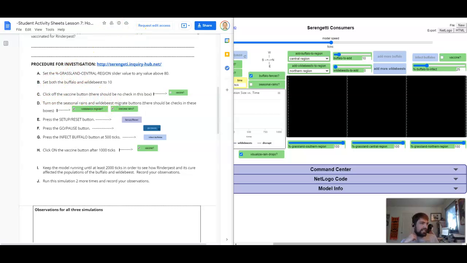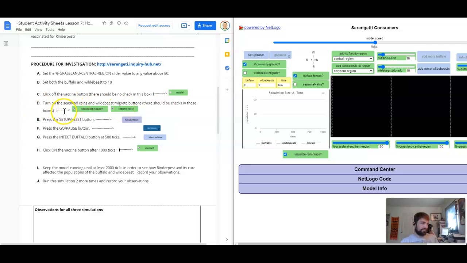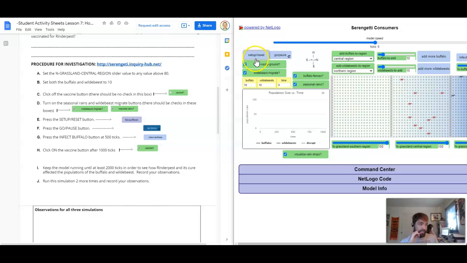Step C says click off the, oh, that was step C. I'm sorry, B was set both the buffalo and wildebeest to 10. So here we have the buffalo at 10, and we're going to want to add the wildebeest also at 10. And then it says turn on the seasonal rains and wildebeest migrate buttons. There should be checks on these boxes, so wildebeest migrate and seasonal rains. Okay, then we'll press set up and reset, and we're ready to press go.